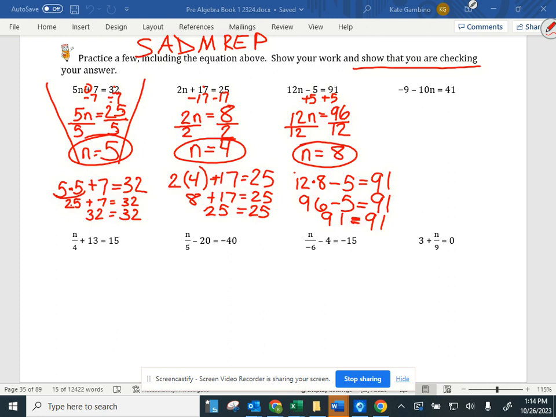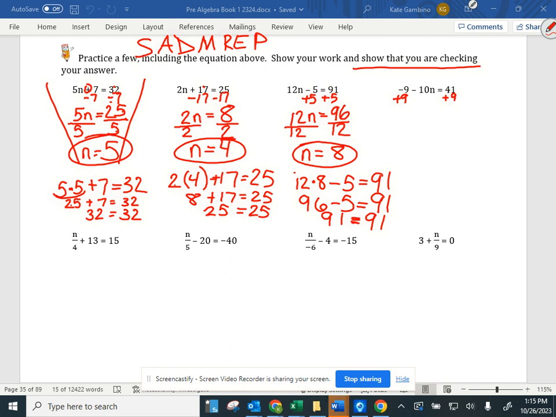41 plus 9. Why are we going to plus 9? Because we've got negative 9. I've been saying that negative sign means we're subtracting. So the opposite of subtracting is adding. So when we see that negative 9, we're going to add 9 to both sides. So negative 9 plus 9 gives us our 0.